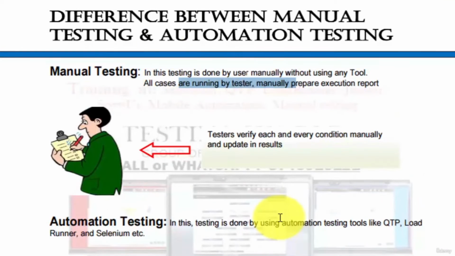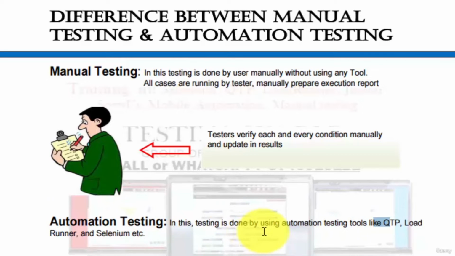Now moving to the automation testing. In automation testing, we are doing the testing by using any automation tool like QTP, LoadRunner, Selenium, and many other tools. So in automation testing, as a tester, we are going to create automation scripts. And once we create the automation script, after that, every time the testing will be done by these automation tools, or we can say automation scripts.